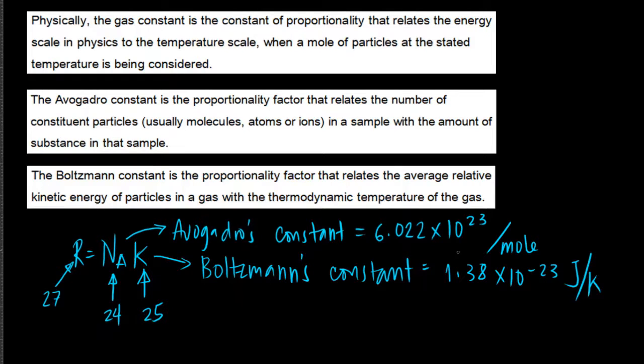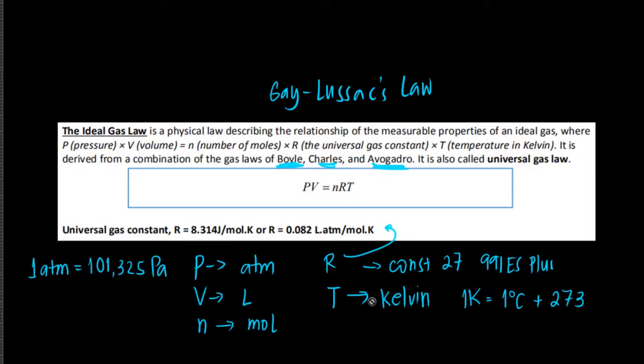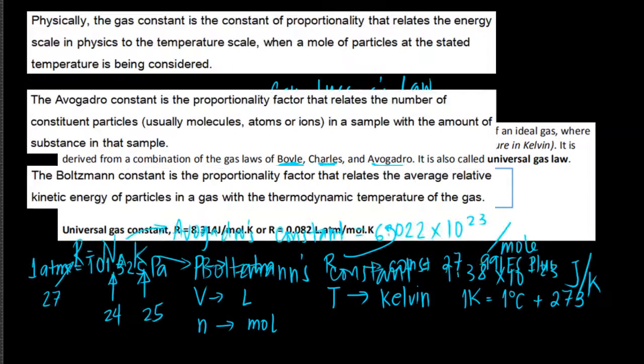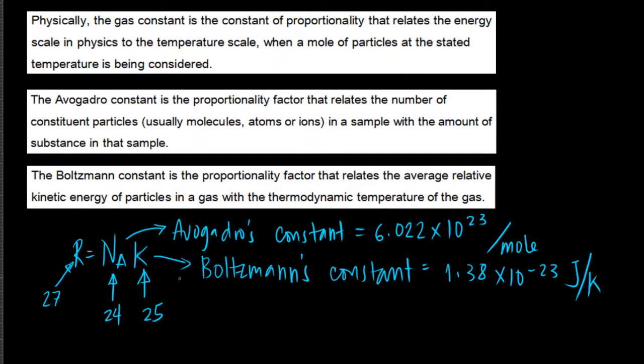If you multiply these two constants, going back to earlier, you will get 8.314 joules per mole Kelvin. Okay? It's all because of this. Now, no need to memorize this, but at least you know where it came from, right? Okay? And let's proceed to some simple examples.